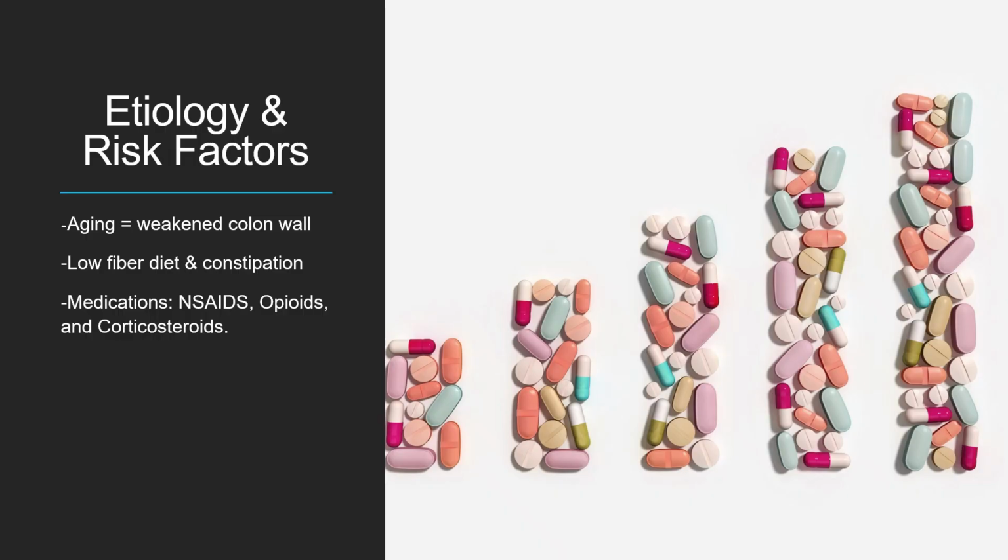Diverticulitis occurs when diverticula in the colon wall become inflamed or infected. Age is one of the strongest risk factors as the colon wall weakens over time. Especially after the age of 40, you become at higher risk of developing diverticulitis. Also, a low fiber diet and chronic constipation increase colonic pressure, which promotes the formation of the diverticula. Finally, certain medications, including NSAIDs, corticosteroids, and opioids, have been linked with diverticulitis. Recognizing these factors is key for prevention and patient teaching as well.